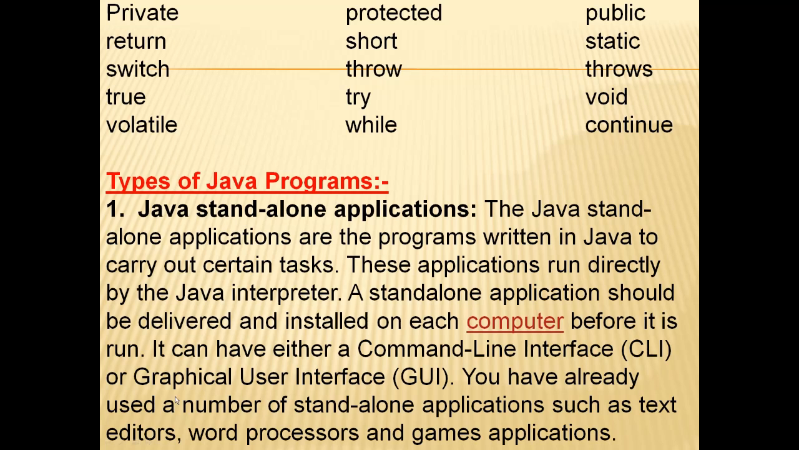You have already used a number of standalone applications such as text editors, word processors, and game applications. This is the most common type of Java programming based on software applications. It is also referred to as an application program that is performed on a personal computer, where the execution begins with the main method.